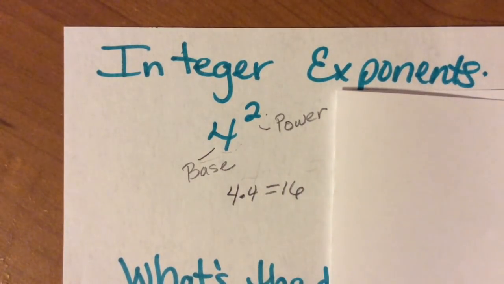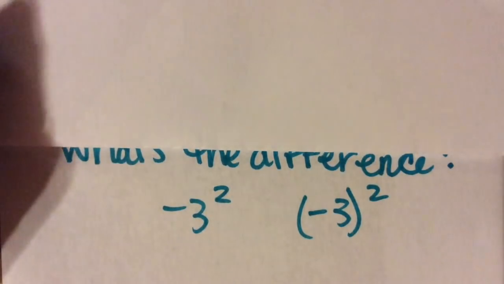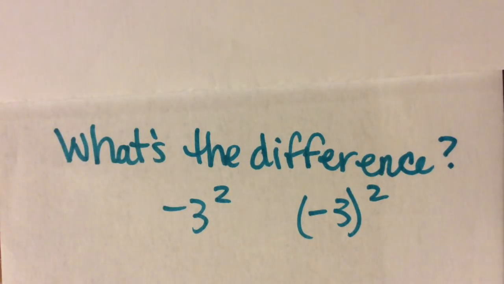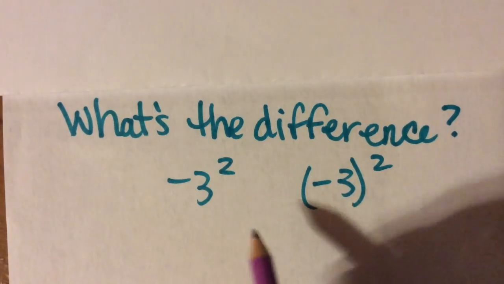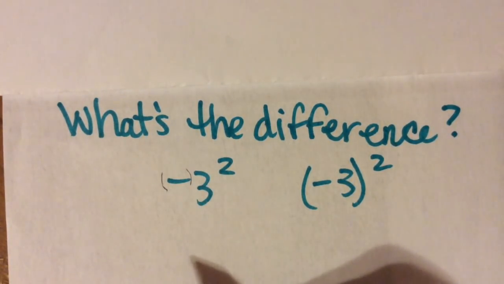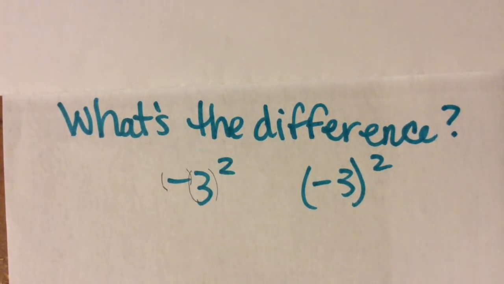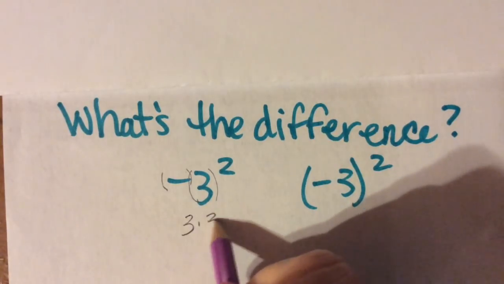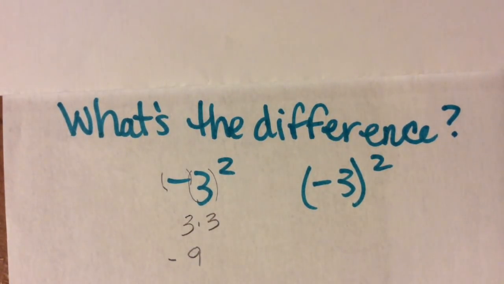Okay, now what we're going to be doing is working with negative exponents. But first, let's take a look at a few that we've seen. You guys have seen ones that look like this. But what's the difference? With this one, the negative sign is on its own, so you place it on the outside and you just square the 3. So this becomes 3 times 3, which is 9, and it becomes a negative 9.